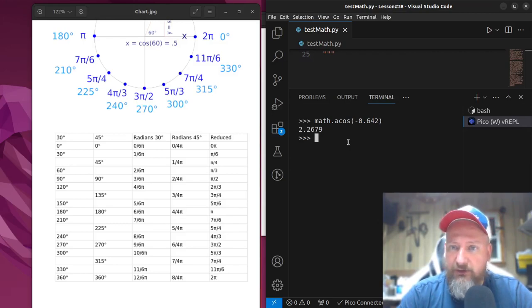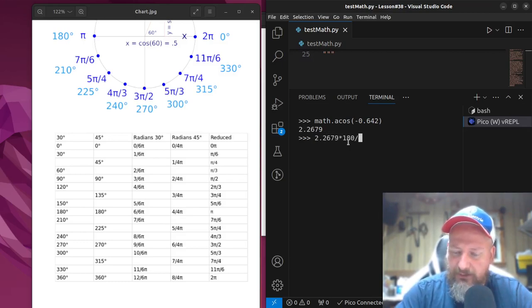And I can prove that it's our radian. We'll just go ahead and do what we just learned. We're going to take our radian, 2.2679 times 180 divided by math.pi.